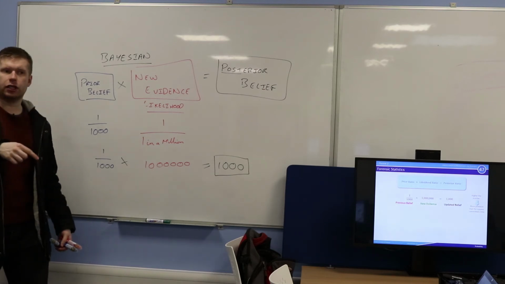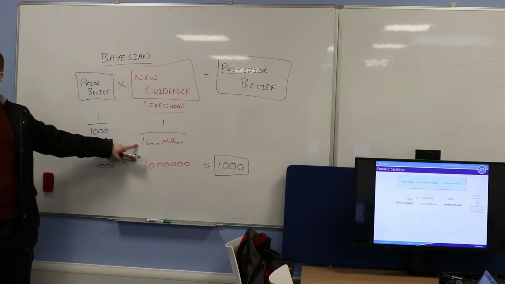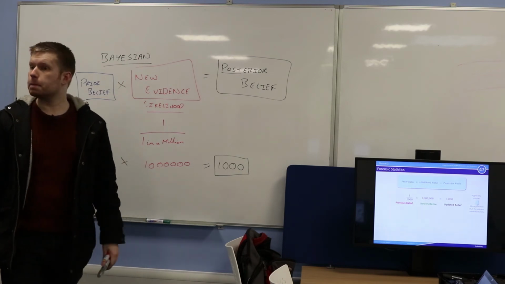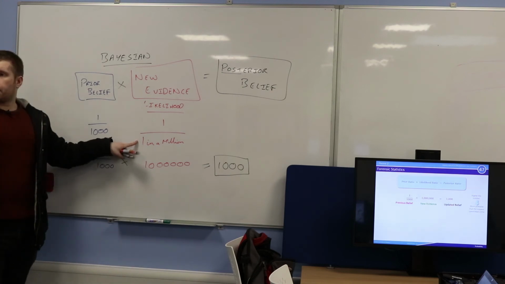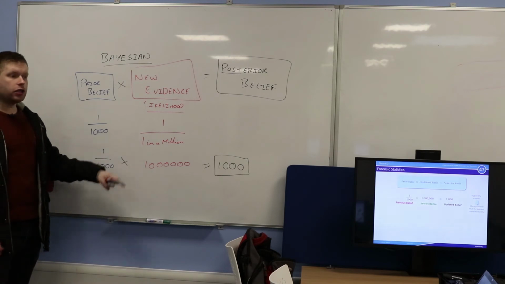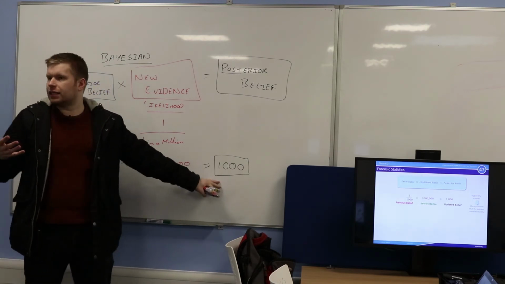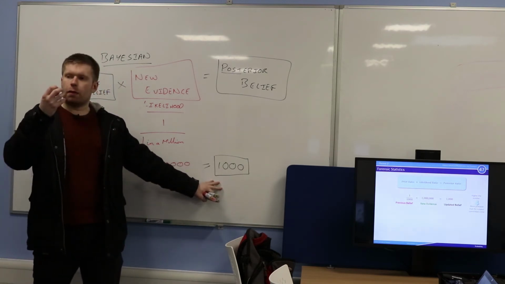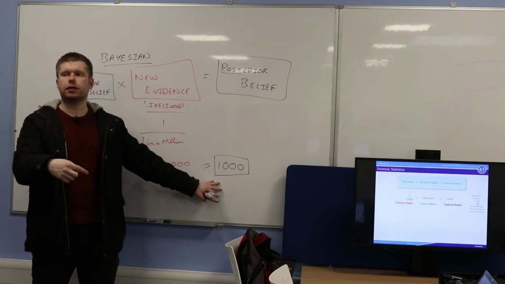Now, in general, the higher this number is, the higher your posterior belief is, the more chance there is that this suspect actually committed the crime. But it all depends on what this was. This was given, like the new evidence? Yes, exactly. So whatever that is, the higher the number is, the more chance there is that this suspect actually committed the crime.